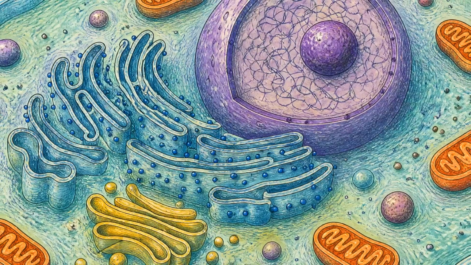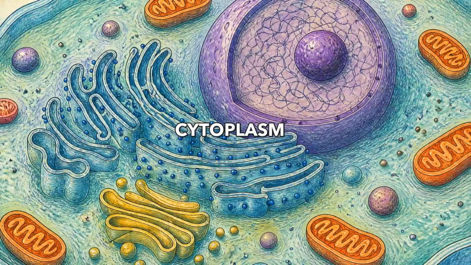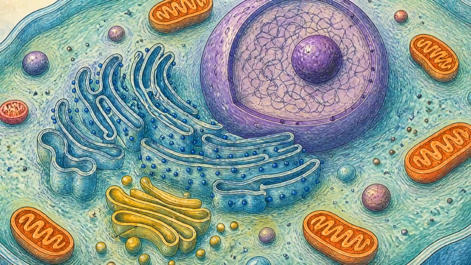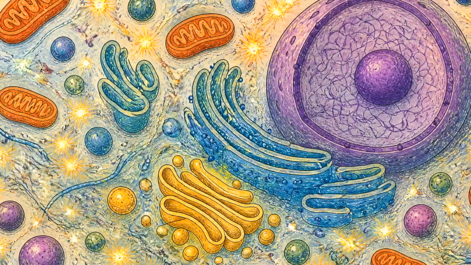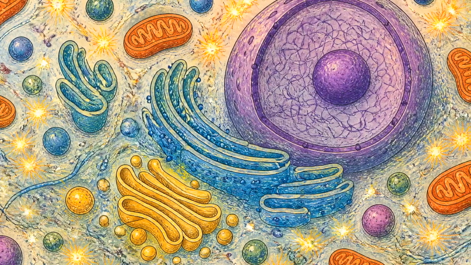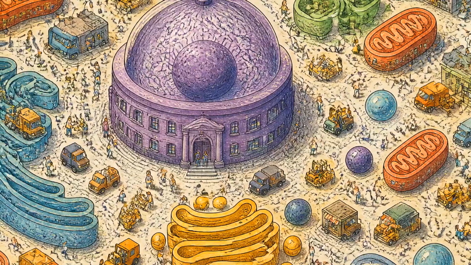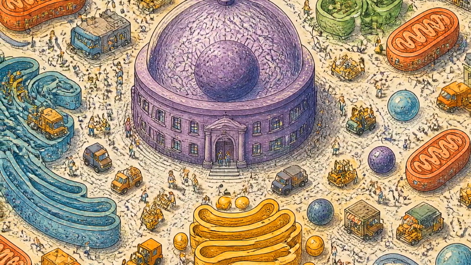Inside the membrane is a thick, jelly-like substance called the cytoplasm. Think of it as the space where nearly everything happens. All of the cell's internal structures are suspended inside the cytoplasm, and countless chemical reactions take place here every second. It's the workspace that allows the rest of the cell to function.